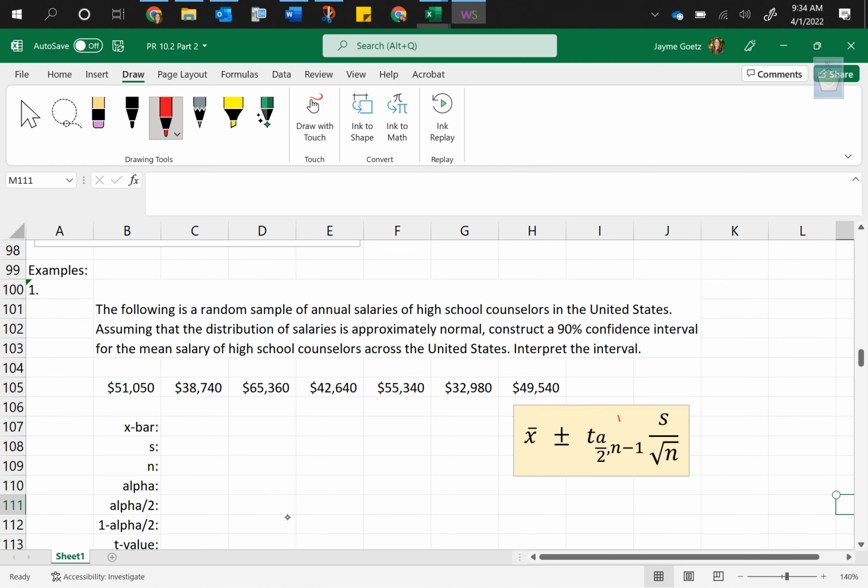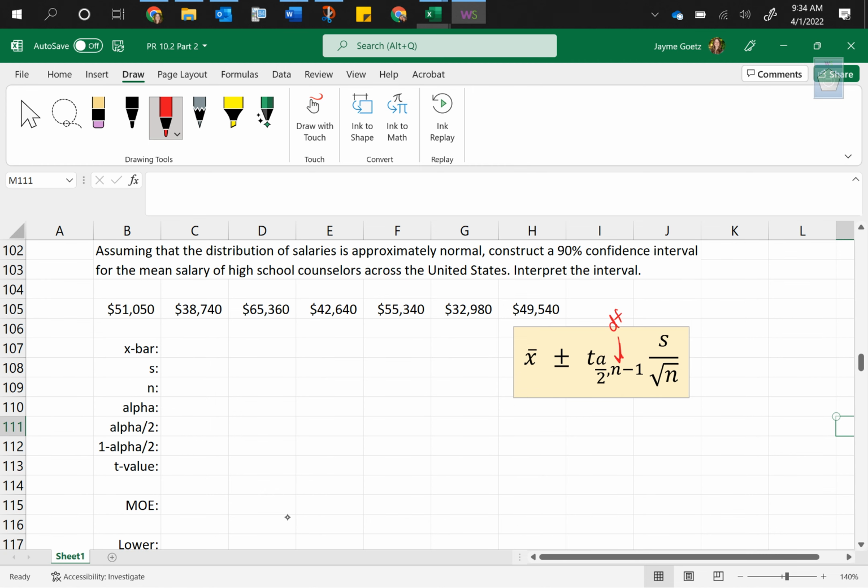Now, this list of information over here is not necessary. I do it to organize my thoughts. You don't have to have that in order to solve these problems. You don't have to memorize what that stuff is either. I literally just listed out things I knew I would need to put in this formula. For example, I know that I need x bar, so I put a line for x bar. I need to find that.